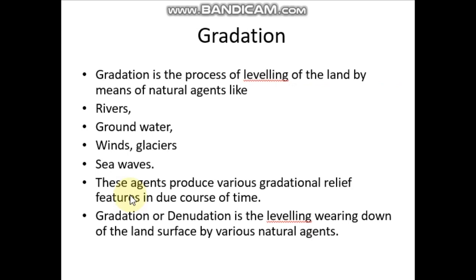Gradation will occur. So this gradation is the process of leveling of the land by means of natural agents like rivers, groundwater, winds, glaciers, sea waves. These agents produce various gradational relief features in due course of time. Gradation or denudation is the leveling, wearing down of land surface by various natural agents.